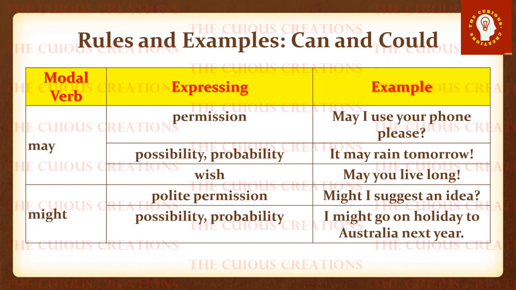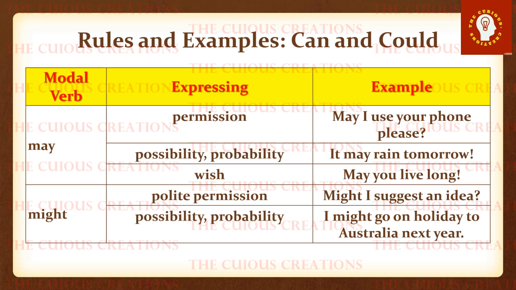Now, let us discuss may. It is used to ask for something. For example, may I use your phone please? In this example, I am asking either an unknown person to use his phone, or the person is senior to me. We use may to seek a permission where we have to be formal.